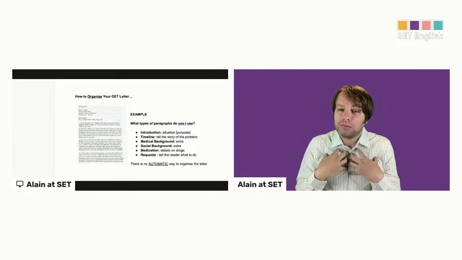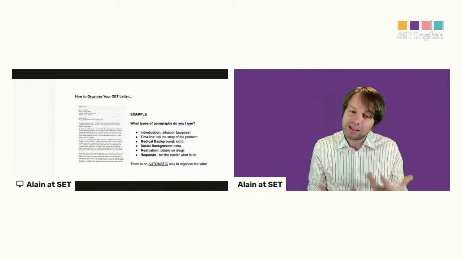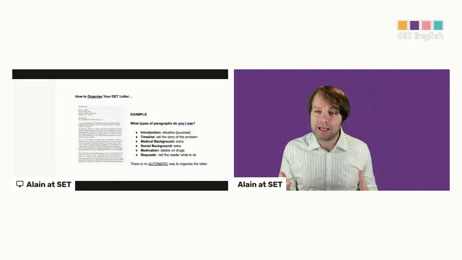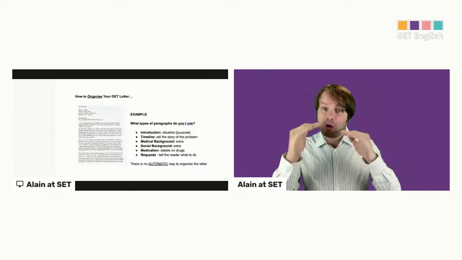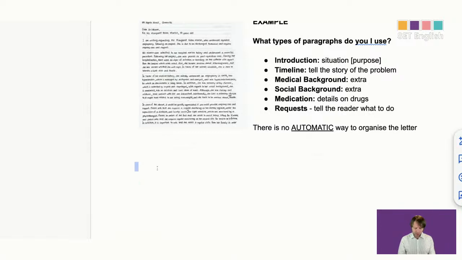In my school, SET English, this is what we teach, and I think this is just very simple and clear. Nurses and doctors tend to really like this idea. It's a great way to organize your letter, okay? And that's what I'm trying to teach you today: how to organize your letter. This is the solution. Are you guys ready? Solution.